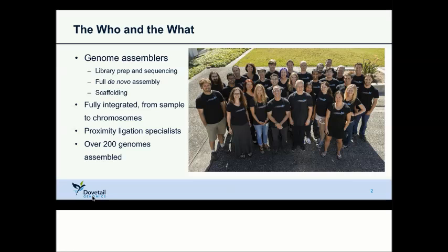And the way that we do that is we're primarily focused on our proximity ligation data types, which provide very nice information over a range of information scales. I'm going to talk quite a bit more about those here in just a second. And we've been doing this for quite some time. This slide says over 200 genomes assembled. I wouldn't be surprised if that number is closer to 300 now, since this deck was originally made.